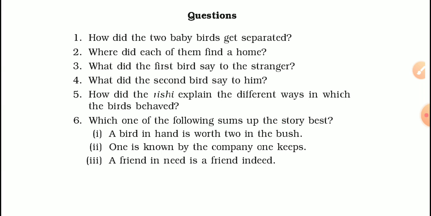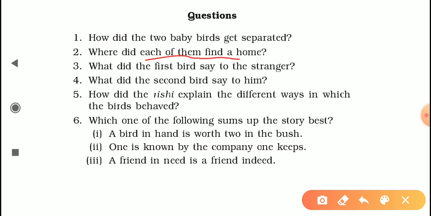Where did each of them find a home? We know the first bird found a home in a cave near the cave which belonged to the robbers, and the second bird lived in an ashram.